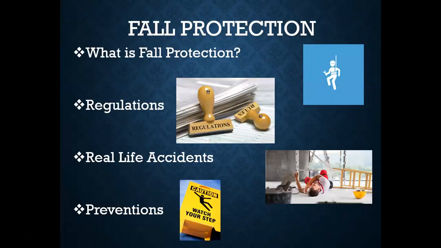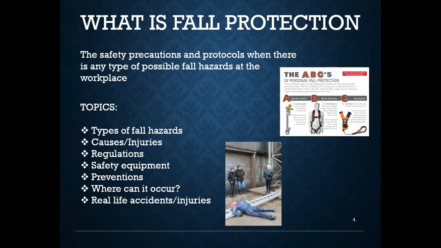Fall protection. What is fall protection? Regulations, real-life accidents, preventions. Fall protection is the safety precautions and protocols when there is any type of possible fall hazards at the workplace. So the topics for fall protection are types of fall hazards, causes/injuries, regulations, safety equipment, preventions, where can it occur, and real-life accidents/injuries.